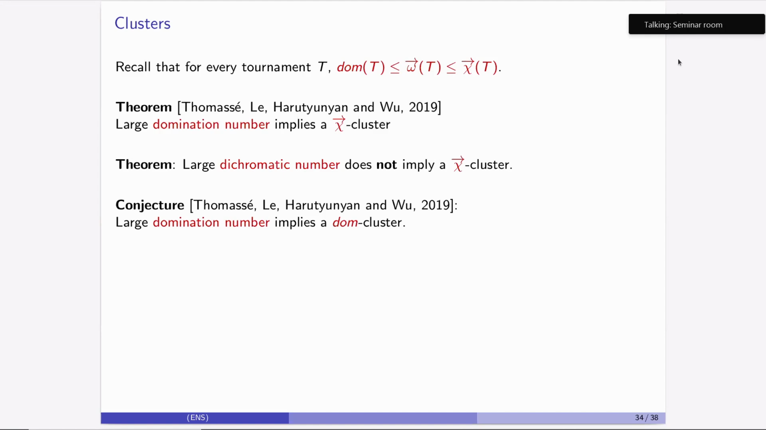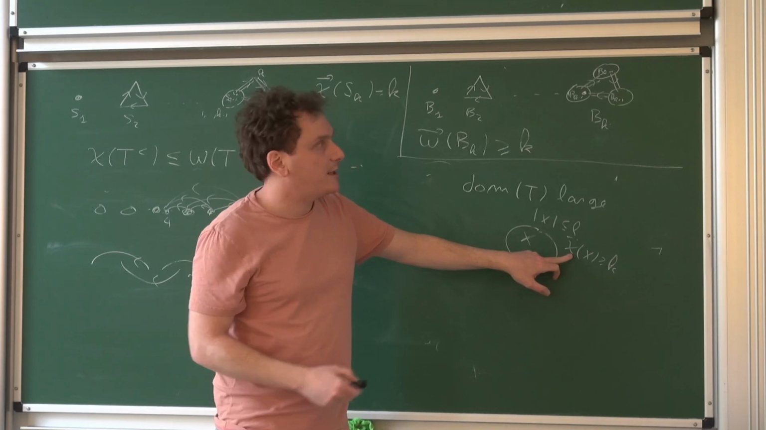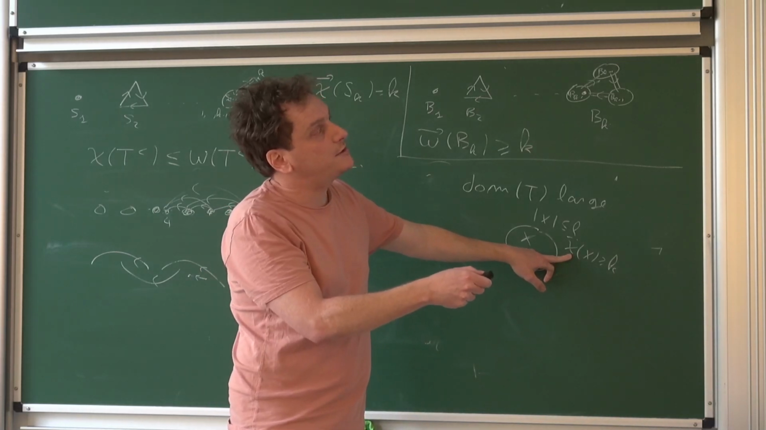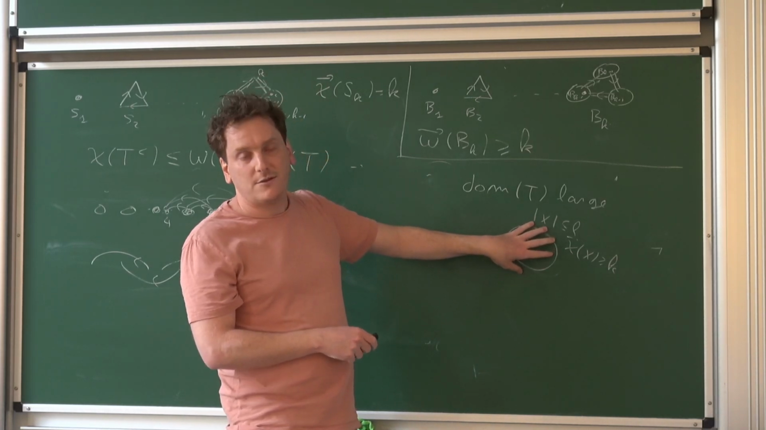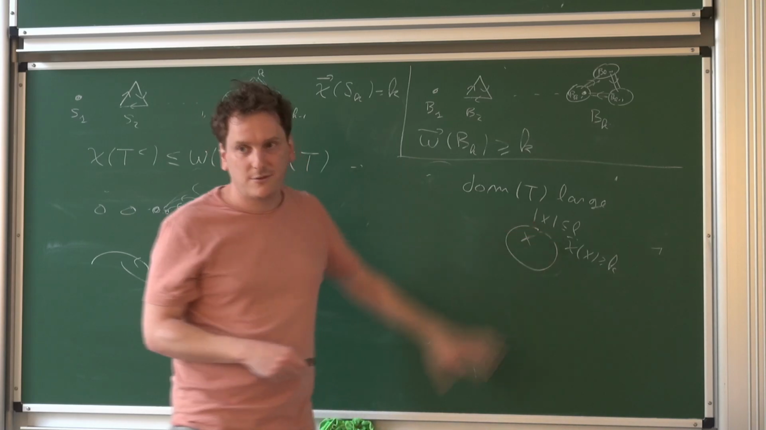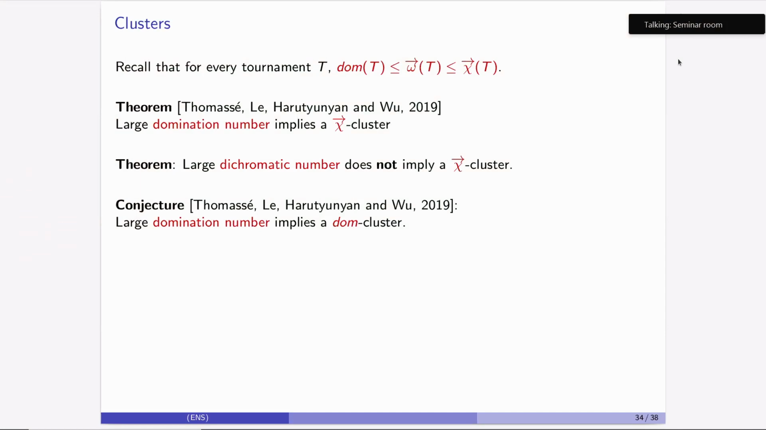But they conjecture that maybe this is true: large domination number implies a dom cluster. It means that we know that locally there is a subtournament with large chi, but large chi does not imply a large dominating set. So they say, okay, maybe we can find a small subtournament with large domination number. So this was open, and since we have a new parameter that is in between, we have new conjectures that are easier than the existing one.